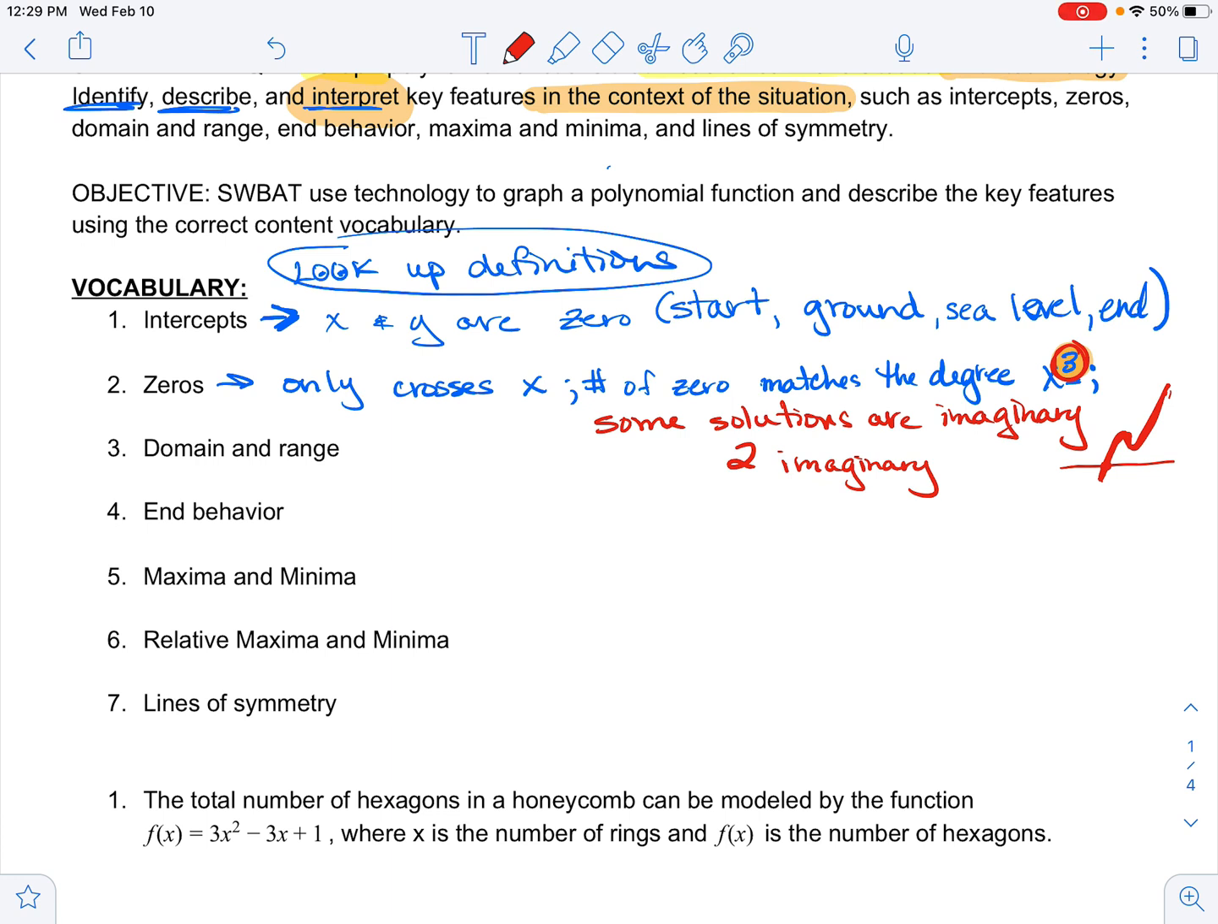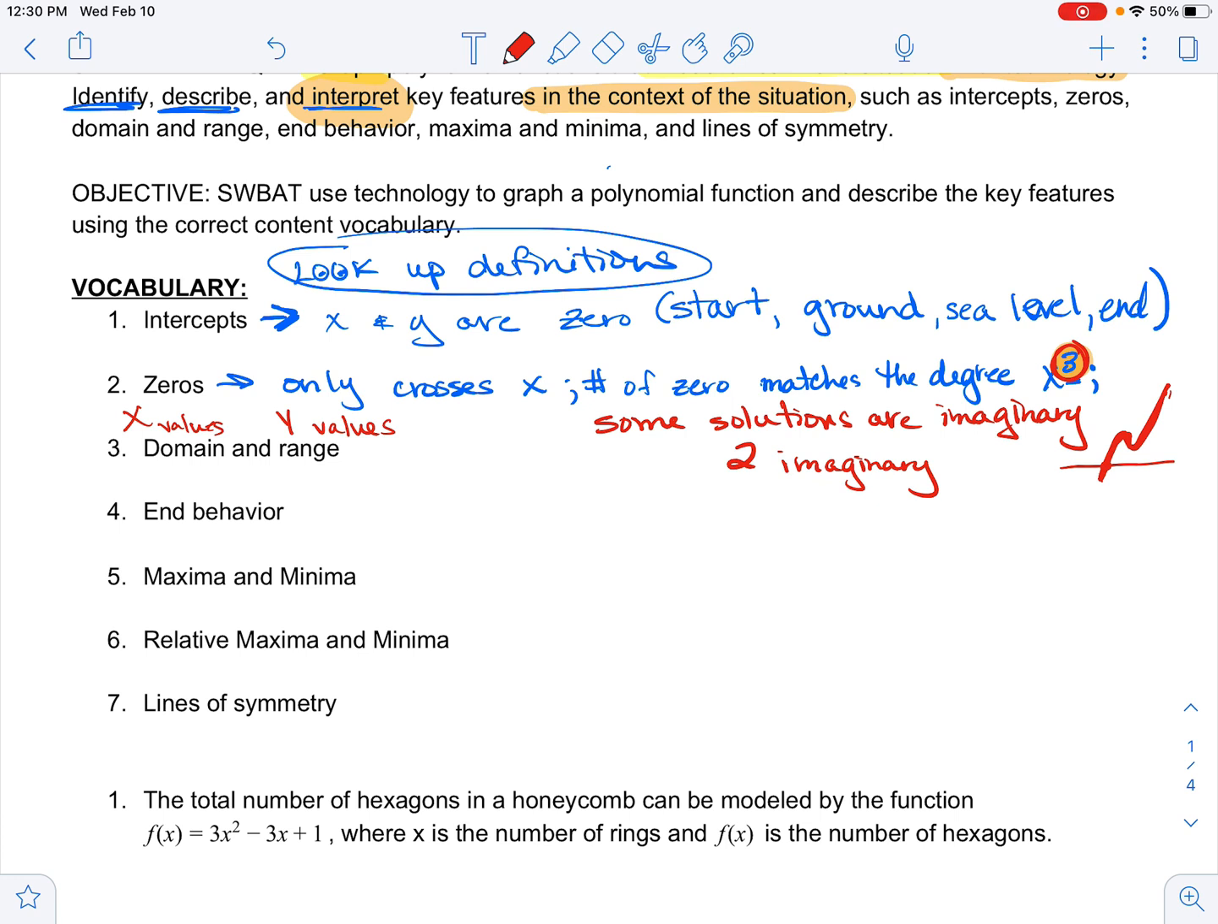Domain and range. Domain is always going to be your x values, and your range is always going to be your y values. This is going to kind of tell you what is realistically happening here. You can see on this first problem, the range for this is all positive numbers.